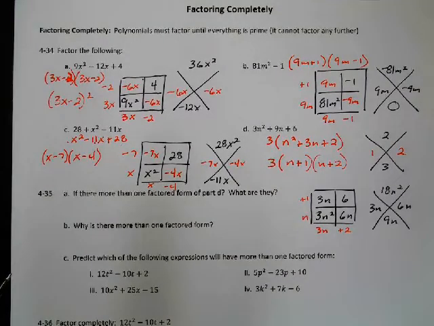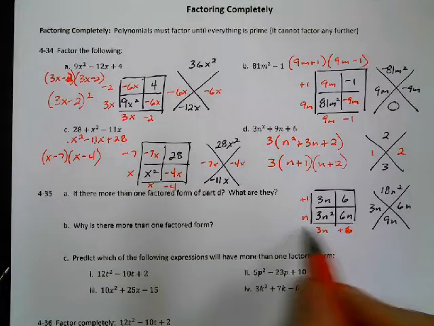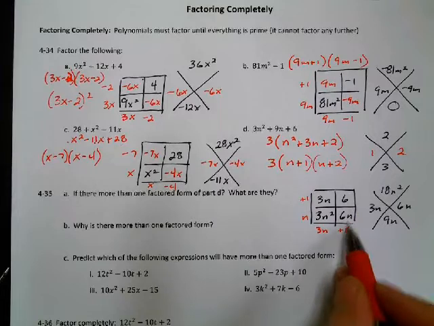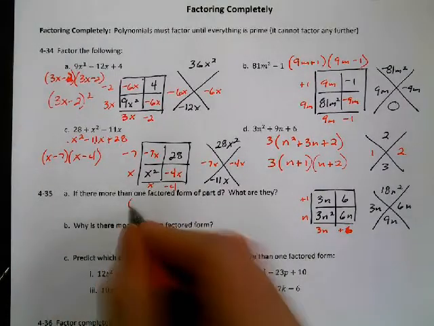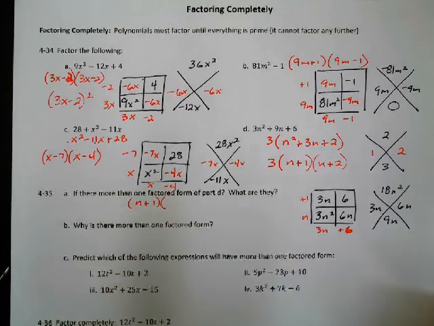No. This is a 6. Okay. All right, I'm starting to lose it. So this would be 6 because n times 6 is 6n. So it looks like I could get the answer of n plus 1 times 3n plus 6.